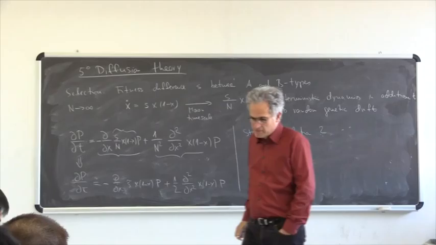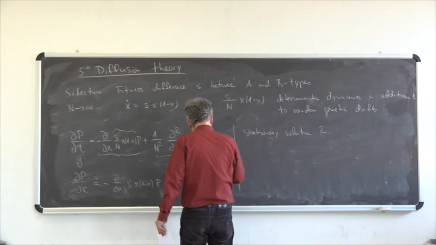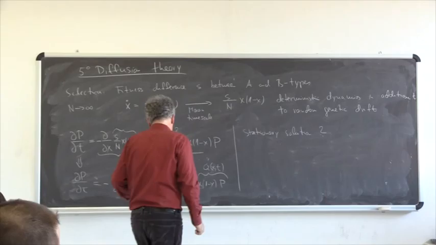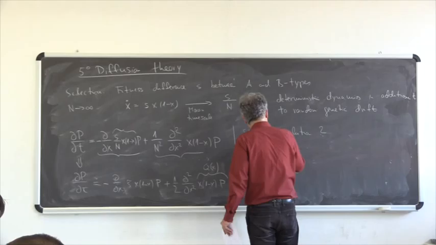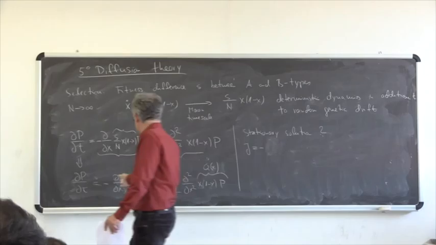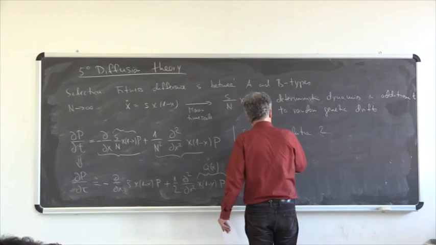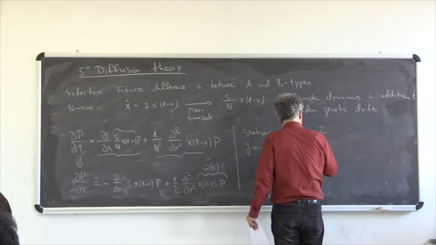So again, to do that, it's useful to look at this thing here and define it as a new function. Let me call this Q of x. We're looking for a stationary solution, and the stationary solution should have the probability current equal to 0. So the probability current, which is what is to the left of this derivative, is equal to S tilde times Q minus 1/2 dQ by dx, and this should be equal to 0.